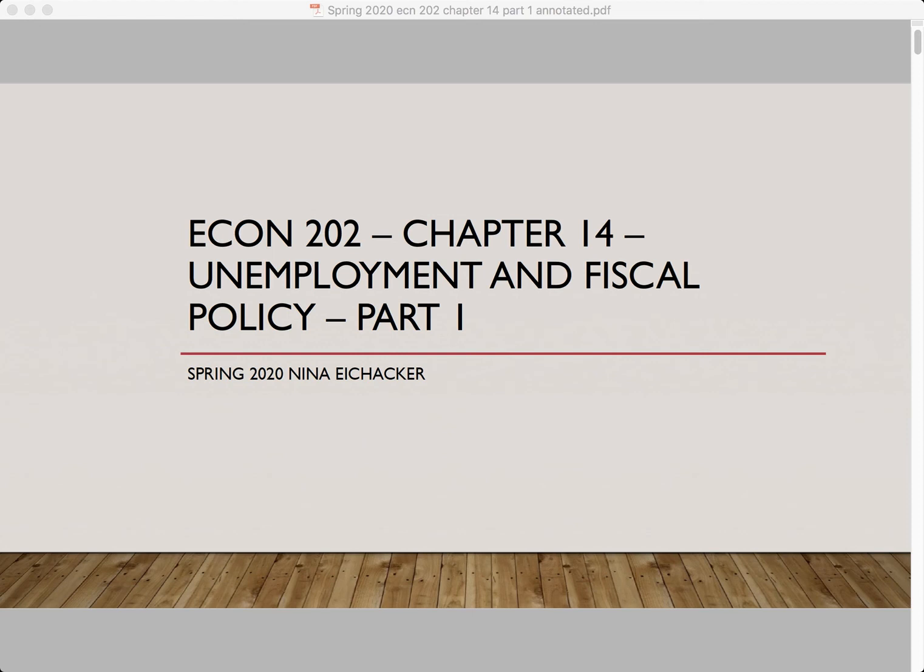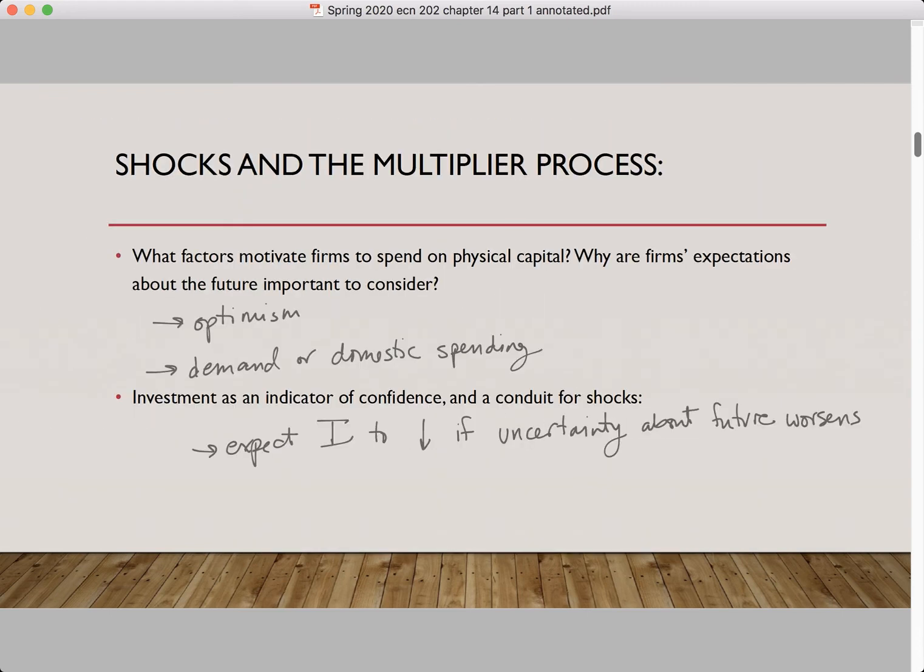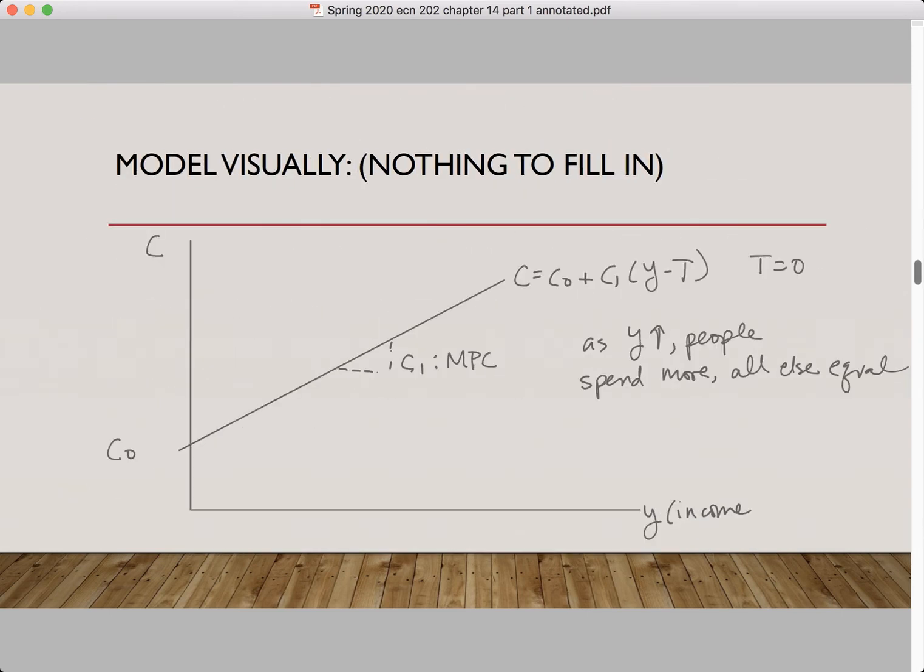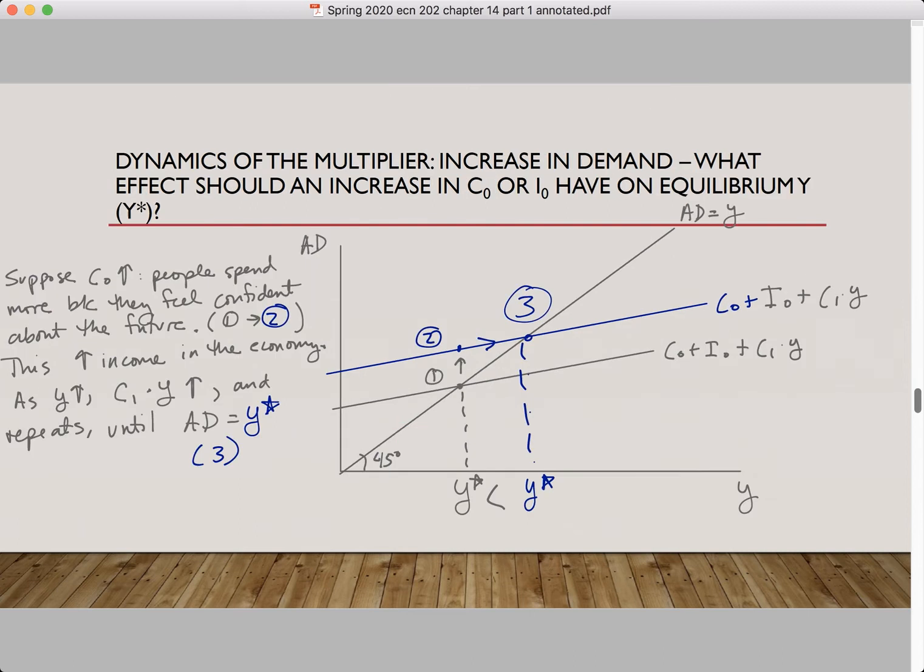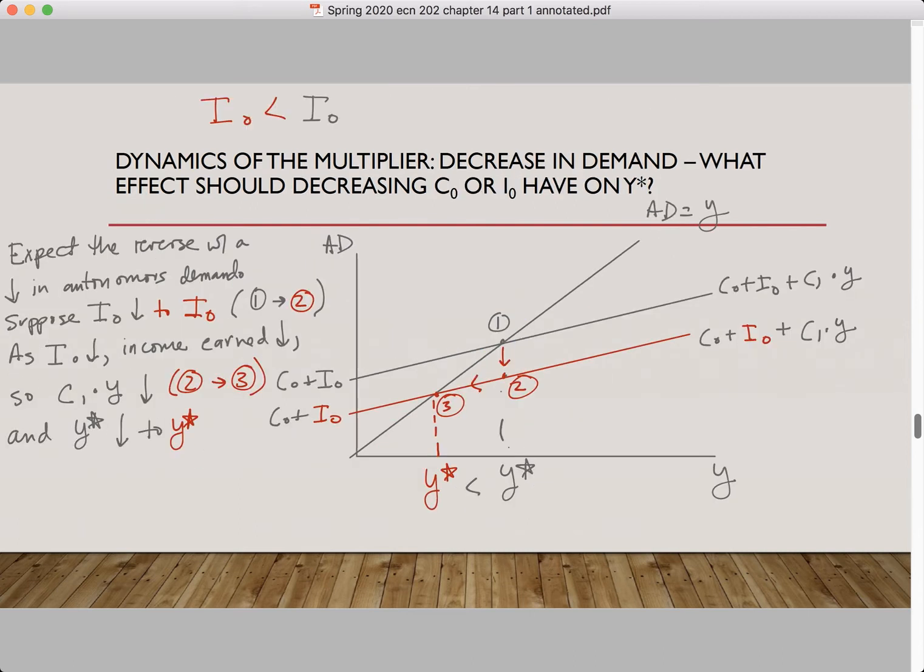Welcome back. This is the fifth mini video part of the lecture on Chapter 14, thinking about the connections between aggregate demand and GDP. So we're going to fast forward back to where we left off, which was talking about how a change in expenditure translates into a change in equilibrium income.